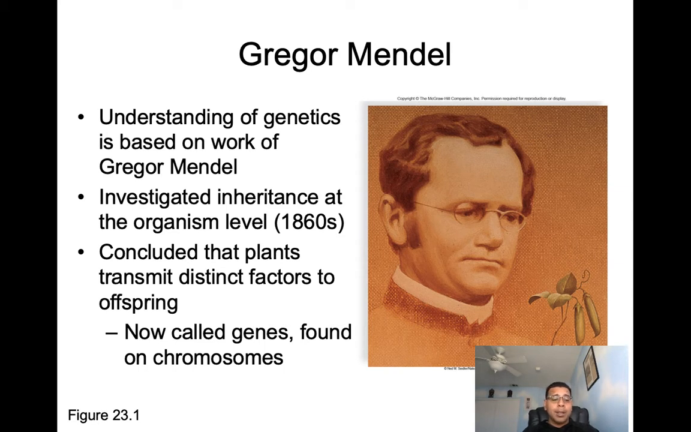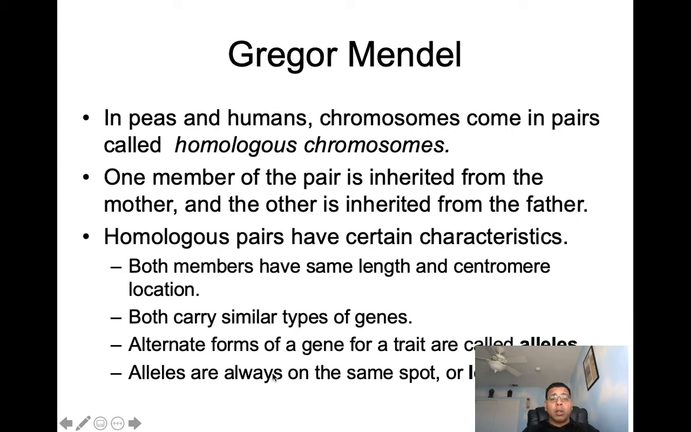He concluded that plants transmitted distinct factors to their offspring. We now know that the factors that control traits are called genes, and genes are found on chromosomes. Now we talk chromosomes. Chromosomes in pea plants and humans are found as pairs. They come in a pair, and they are referred to as homologous chromosomes, or homologs.